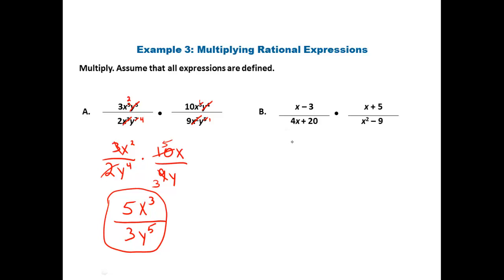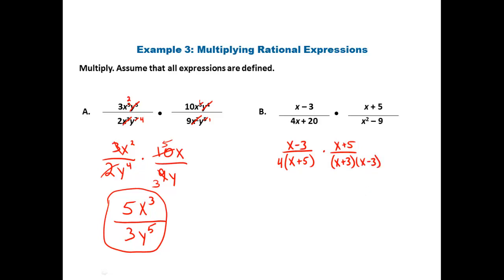Let's see, x minus 3, we can't simplify that. But this 4 here is a greatest common factor. We're left with x plus 5. And then x plus 5 up here. Here we have the difference of 2 squares, so that's going to be x plus 3, x minus 3.